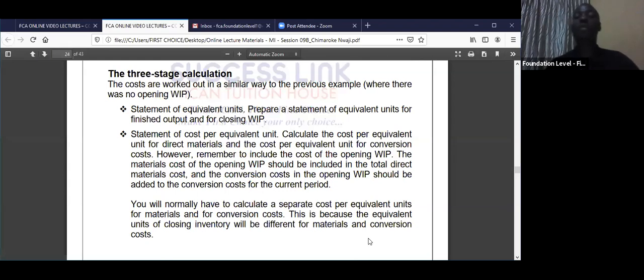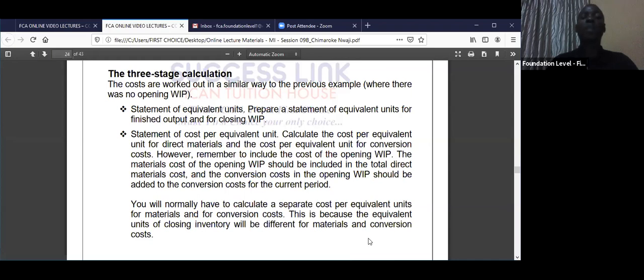The costs are worked out in a similar way as where we had no work in progress at the beginning. But that's the same kind of thing we're going to do here. First, we are going to prepare a statement of equivalent units for finished output and for closing work in progress, like we did before. Then we are also going to find statements of cost per equivalent unit. Cost per equivalent unit is important. So we calculate the cost per equivalent unit for direct material and the cost per equivalent unit for conversion costs.